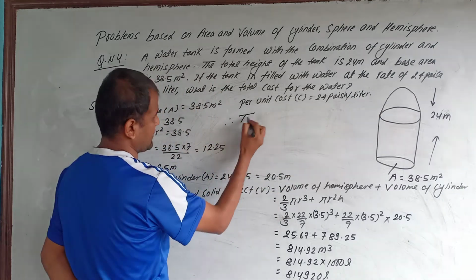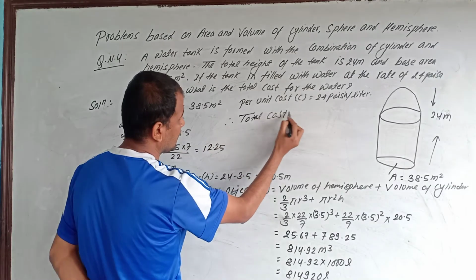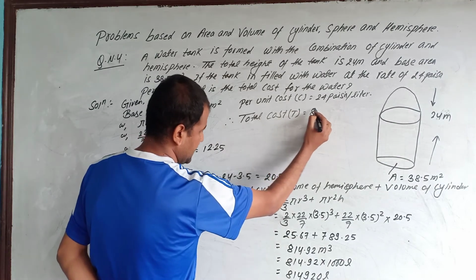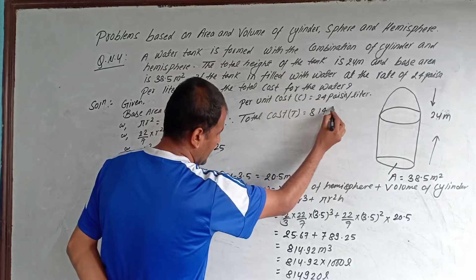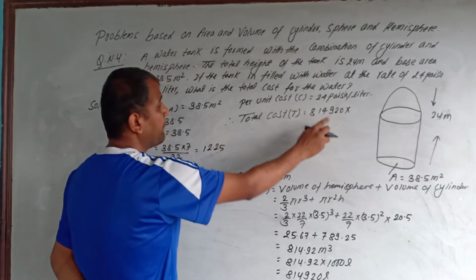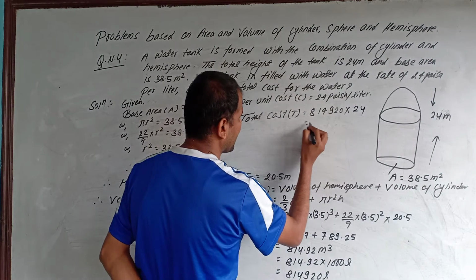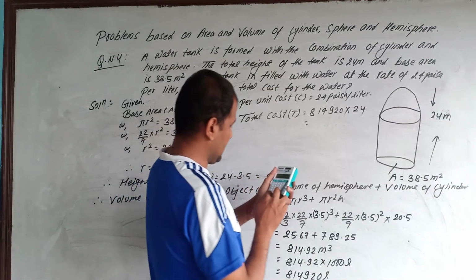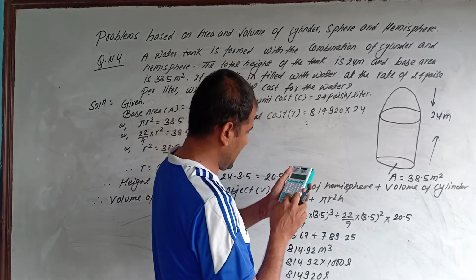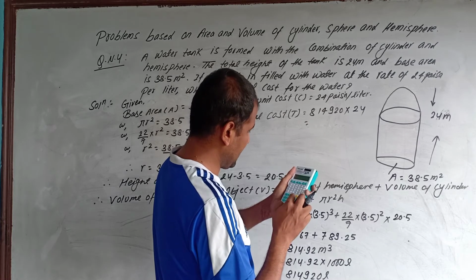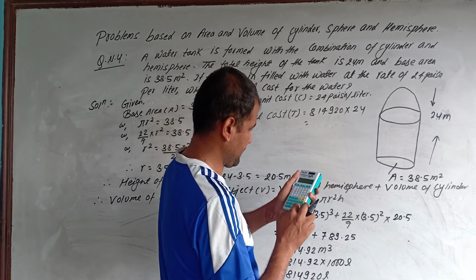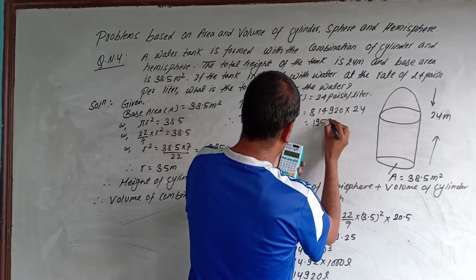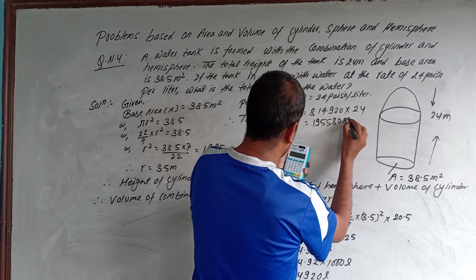Therefore, total cost T is equal to total required water, that is 814,920, into per unit cost 24, that is equal to 814,920 into 24, which is equal to 19558080 paisa.